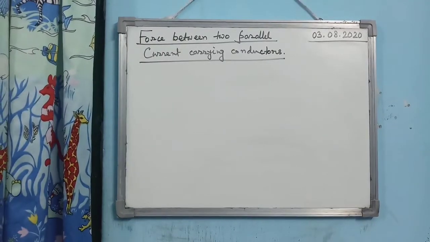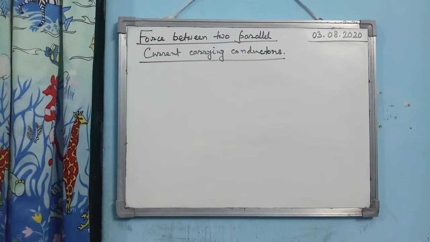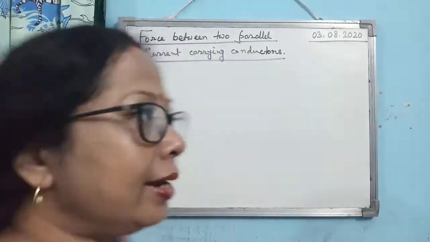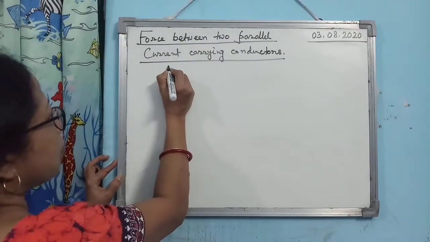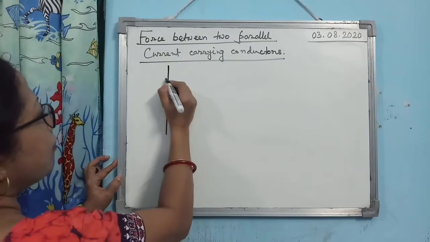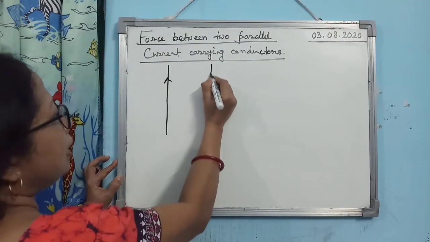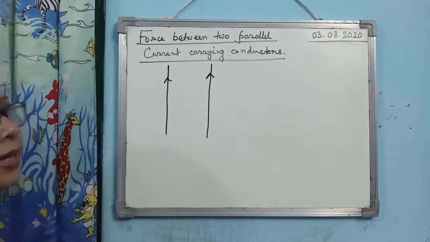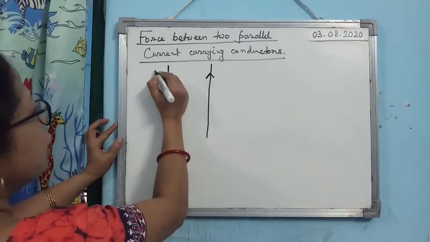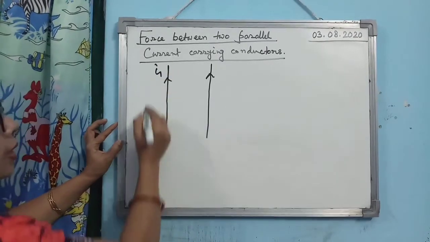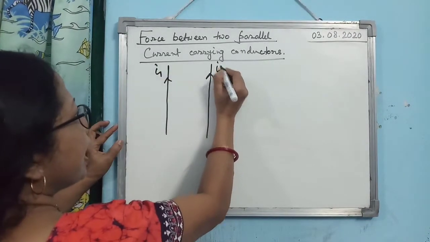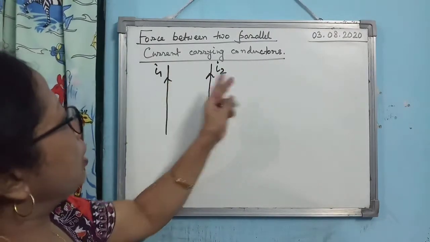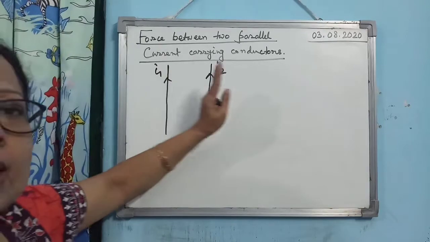Now next is force acting between 2 parallel current carrying conductors. Suppose, for example, we have taken 2 parallel current carrying conductors and let us consider the current is in the same direction. Let us consider the first conductor, current is I1, and second conductor, current is I2.